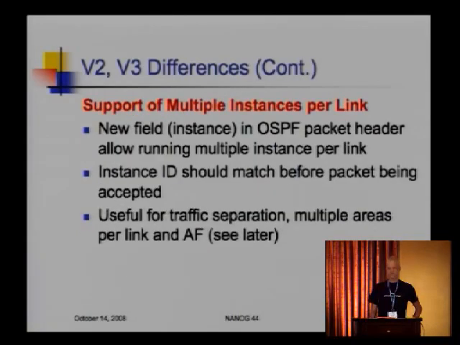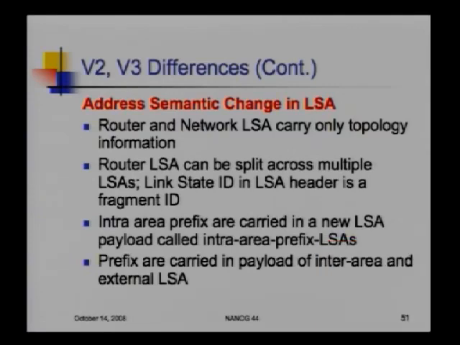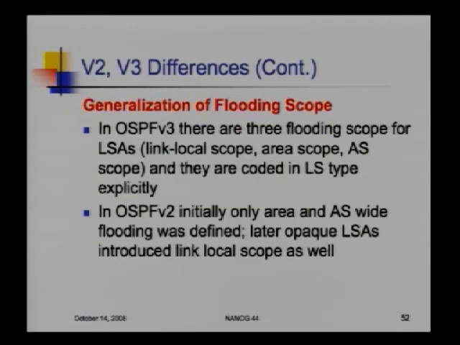You can support multiple instances per link, because, of course, rather than just running on a subnet, you can now run multiple instances on a link, so you have different OSPFs per link if you wish. What else? Various semantic changes within LSAs. Who cares when we're running networks? It doesn't affect anything that we do, but if you're looking at the actual protocol design, you're probably interested in this. Generalized flooding scope, well, that's slightly different.